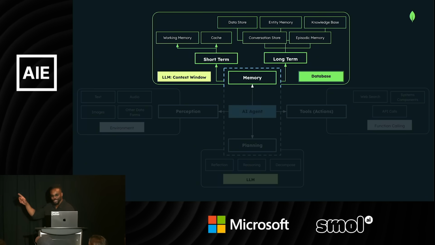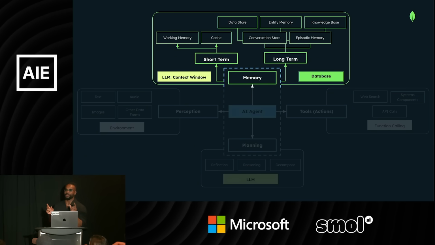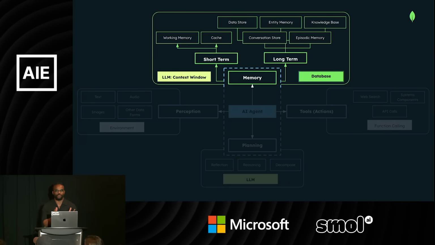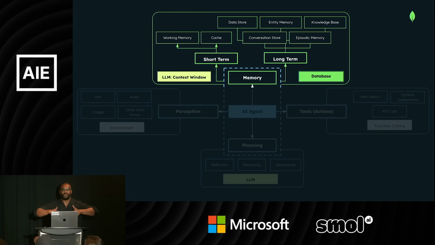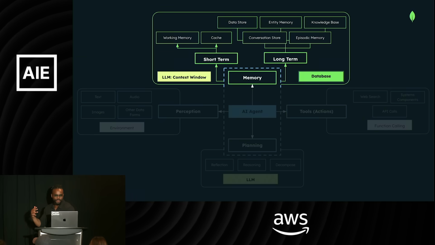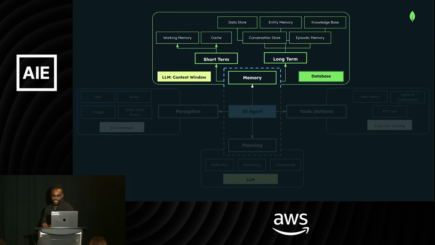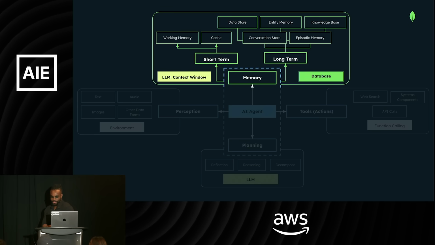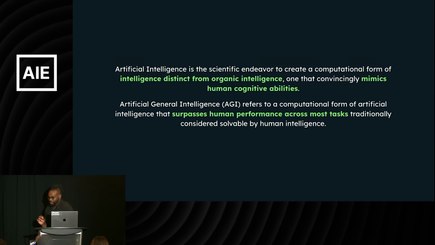All right, let's go. The most important bit is memory. And when we talk about memory, the easy way you can think about it is short-term, long-term. But there are other distinct forms, right? Conversational, entity memory, knowledge, data store, cache, working memory. We're going to be talking about all of that today. So these are the high-level concepts.